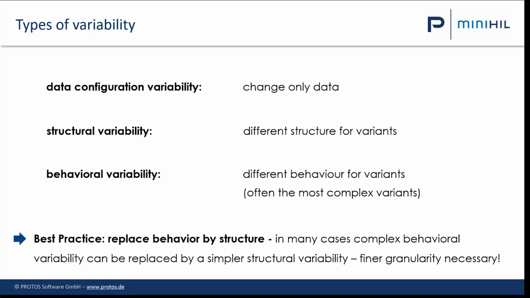One idea, just to give you one best practice: often you can replace behavior by structure for the variability. In many cases, complex behavioral variability can be replaced by a simpler structural variability. You usually need a little bit finer granularity in your system, and so it's easier to turn on and turn off a complete building block than to switch between different types of variability on behavioral level in all your components. It's also much easier to test.